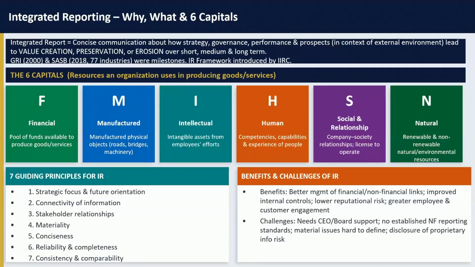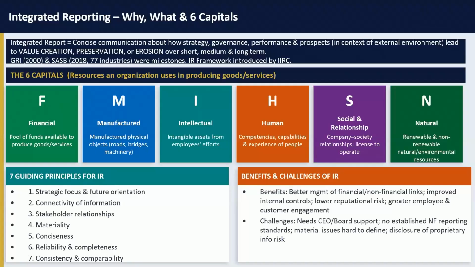Then material issues are hard to define. When it is the case of financial information, any material issues you can easily find out. How would you find out a material issue in non-financial information? That is again a hard thing. Then disclosure of proprietary information will be risky. Strategy, governance, performance, all of them are proprietary information, especially your strategy. If you disclose your strategy, it will be a benefit for your competitors. They'll easily understand your strategies.